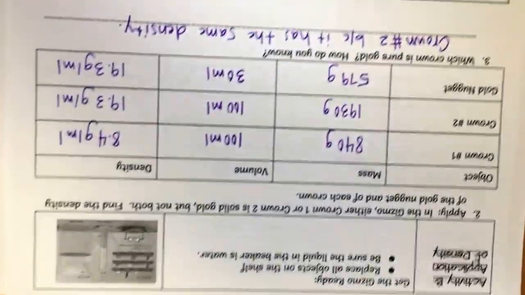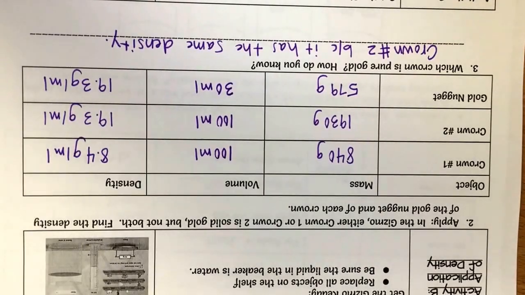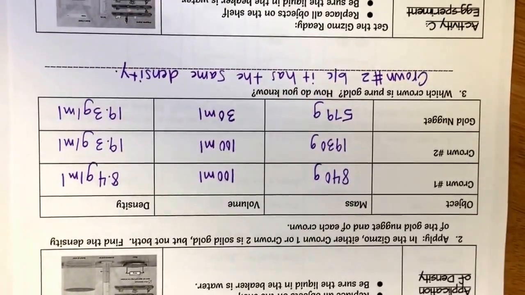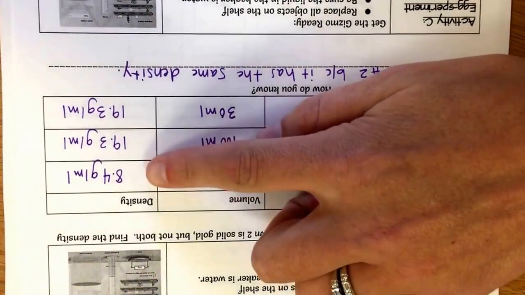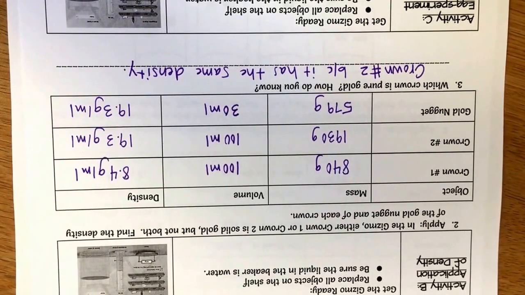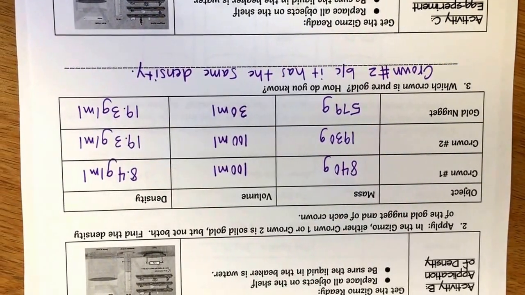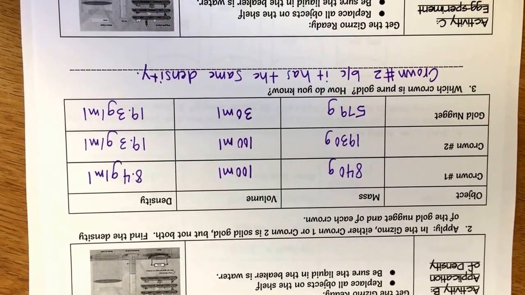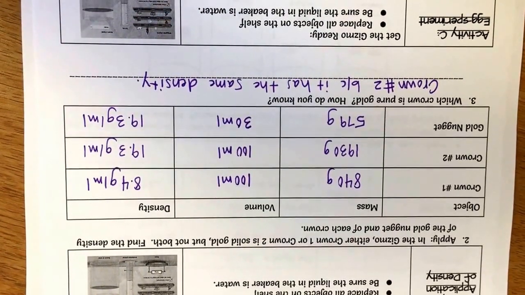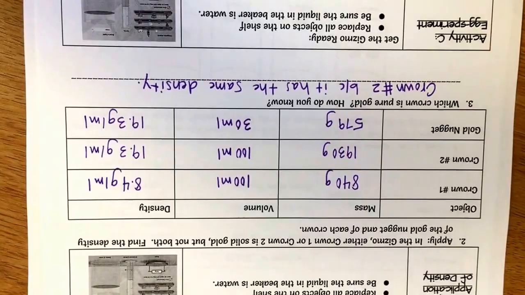Activity B, I asked you to just look at a piece of gold, a gold nugget, and 2 different crowns. And you should have gotten your density of crown 1 being 0.84, crown 2, 19.3, and the gold nugget being 19.3. So which crown is pure gold? You should have known that number 2 is, because they have the exact same density, which is pretty cool.